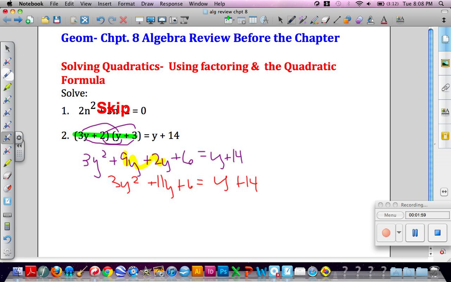All right, now in order to solve a quadratic equation, I need to set it equal to 0. So I'm going to move my y. That's going to give me 3y squared plus 10y. I'm going to move my 14. 6 minus 14 is negative 8 equals 0.